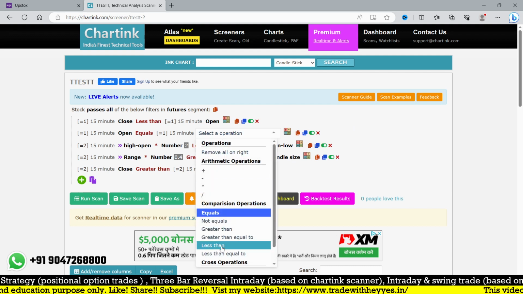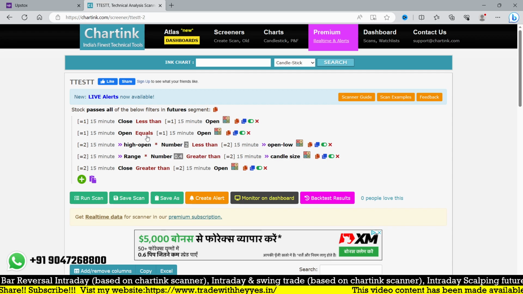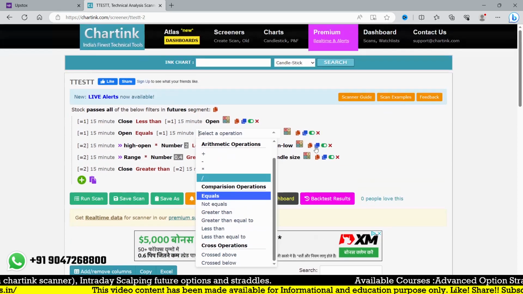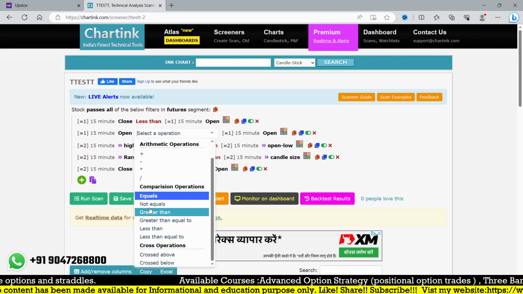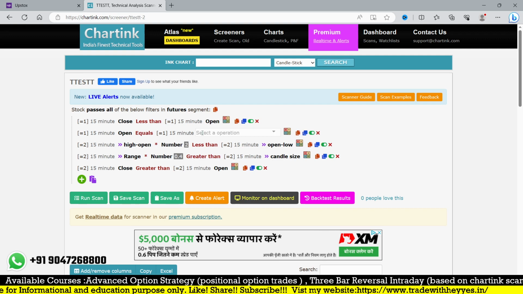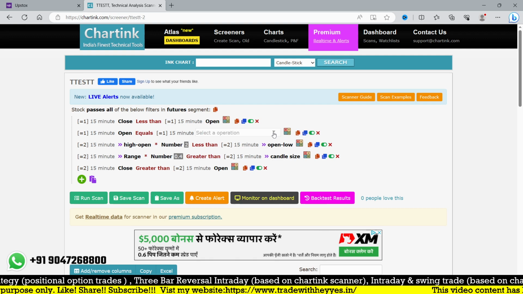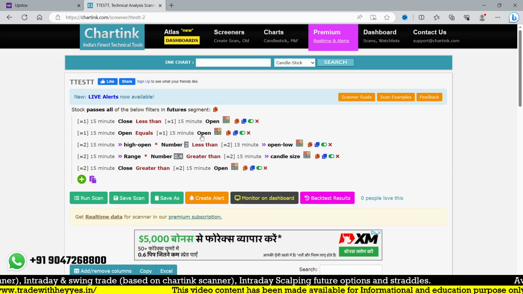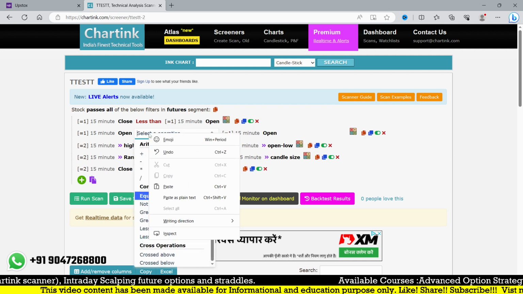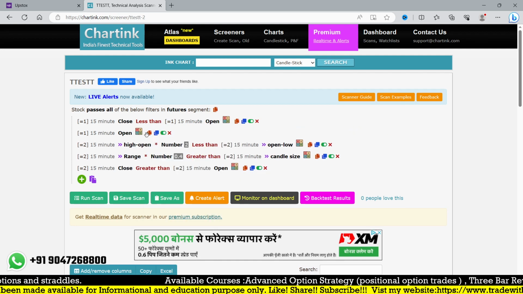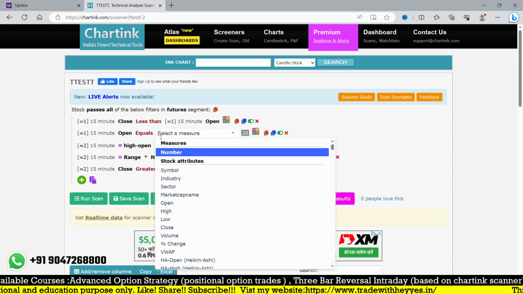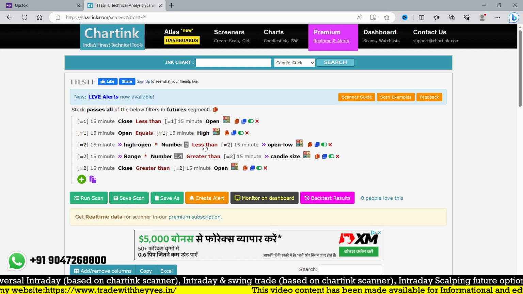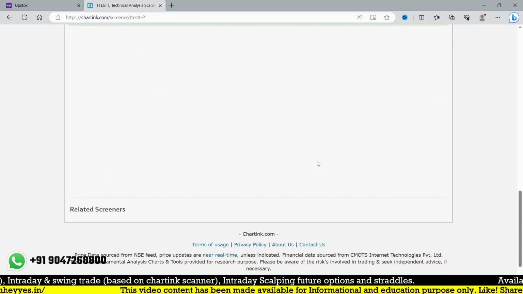What's happening here? Open equal to the high, maybe around the first 15 minutes candle. If any stock will be present here, very less or even more less.